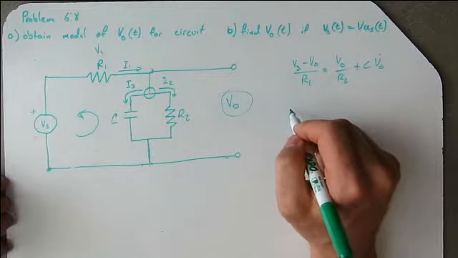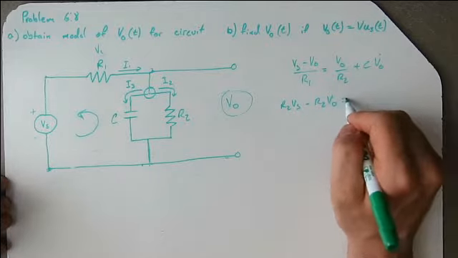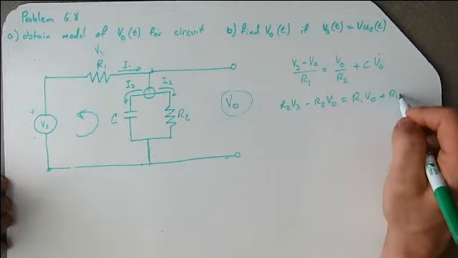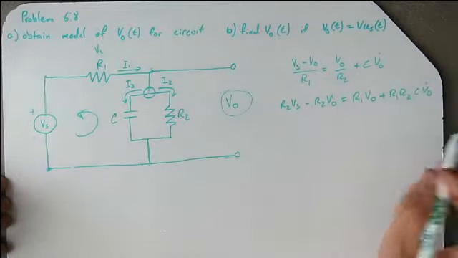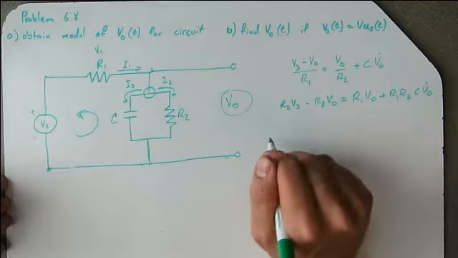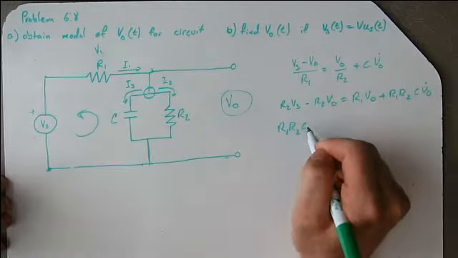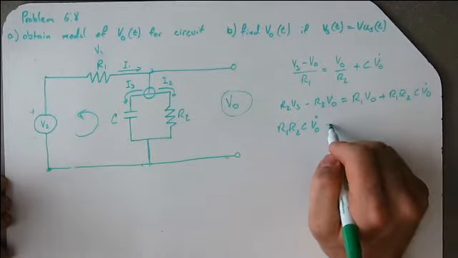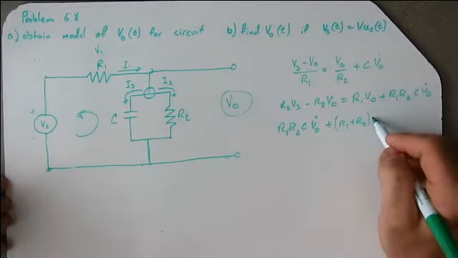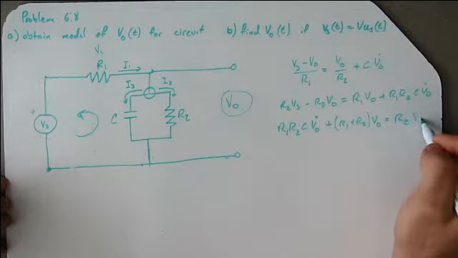Anyways, I don't want that stuff in the denominator right now, so I'm just going to work on rearranging this equation, just kind of see where I get. So multiply everything by R1, R2: R2 Vs minus R2 V out equals R1 V out plus R1 R2 C V out dot. And then put all the V outs on the same side. So we're going to have R1 R2 C V out dot plus R1 plus R2 times V out equals R2 Vs.